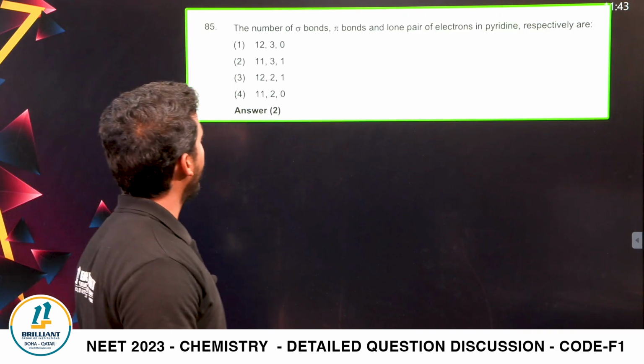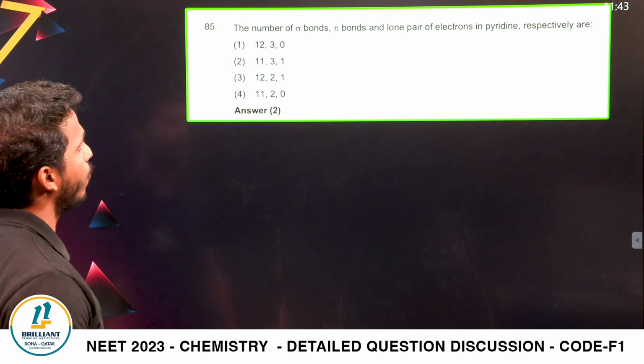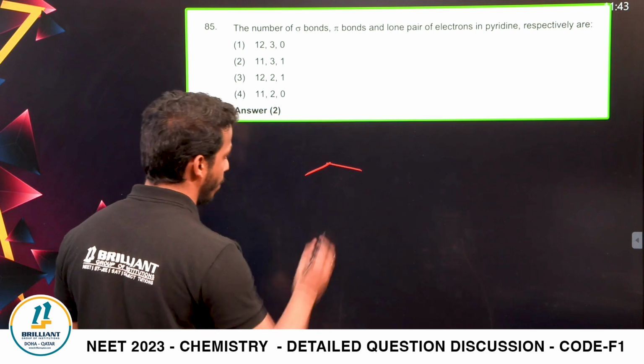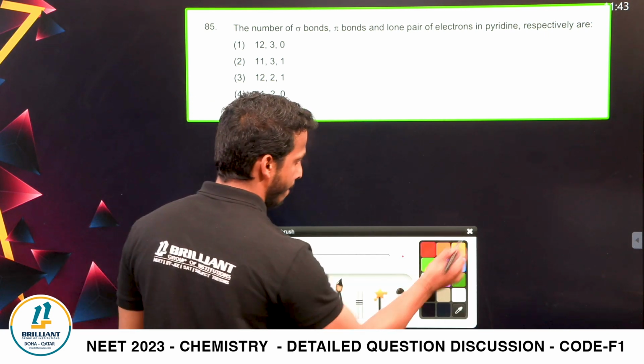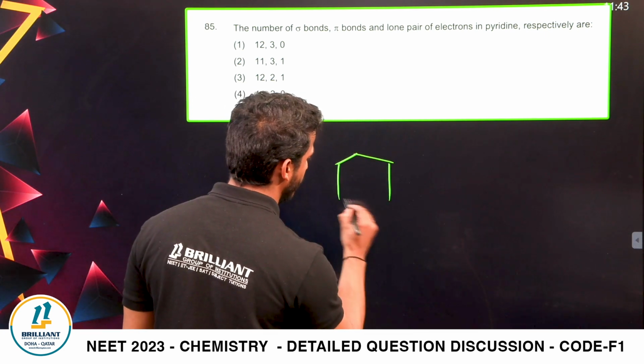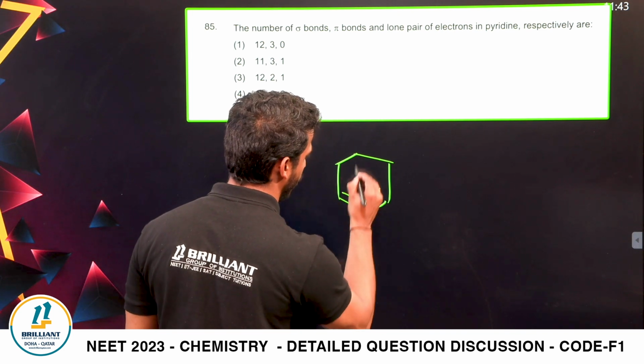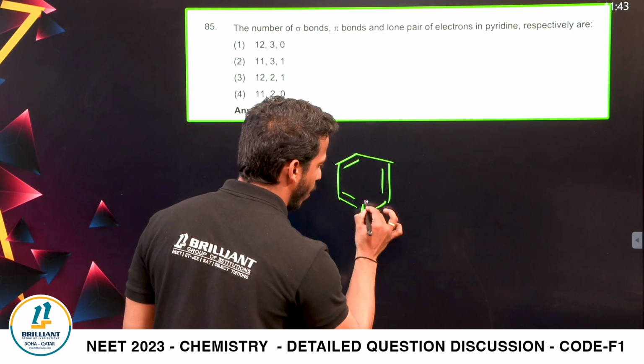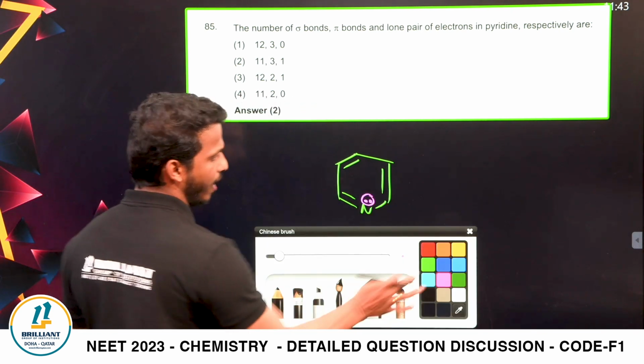Next one: the number of sigma bonds, pi bonds and lone pairs of electrons in pyridine. What is pyridine, dear all? Pyridine compound is like this, right? This is the structure of pyridine. You know, in pyridine, nitrogen carries one lone pair. So lone pair number is 1.